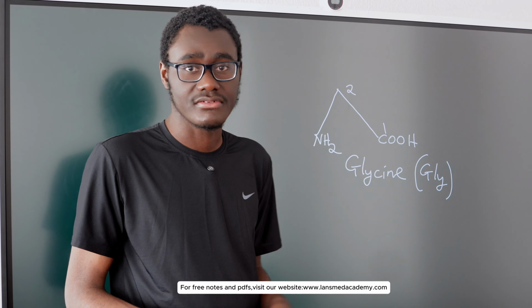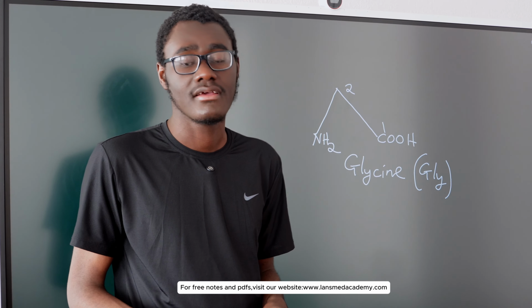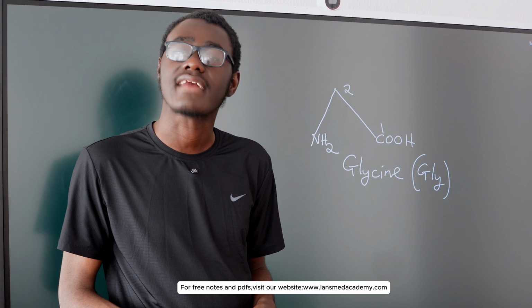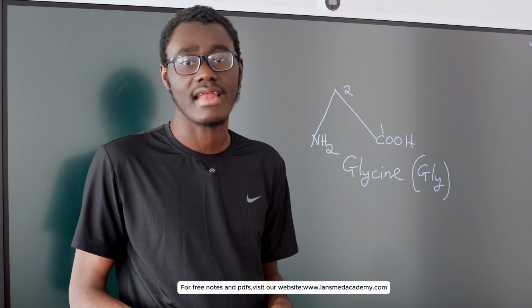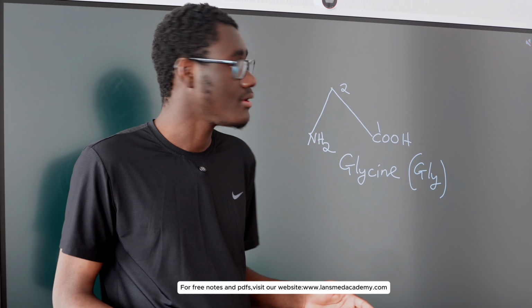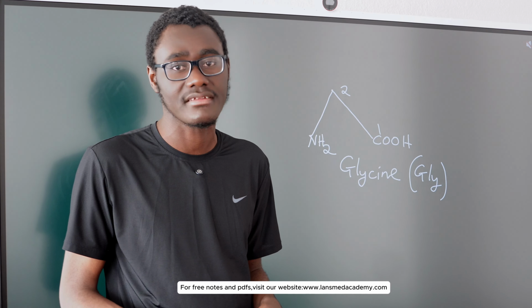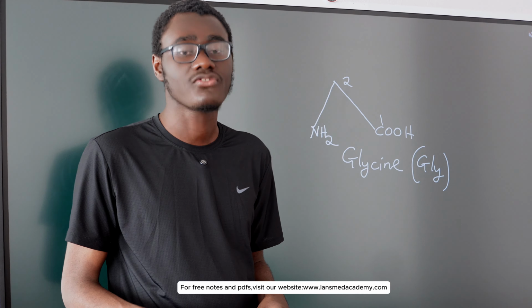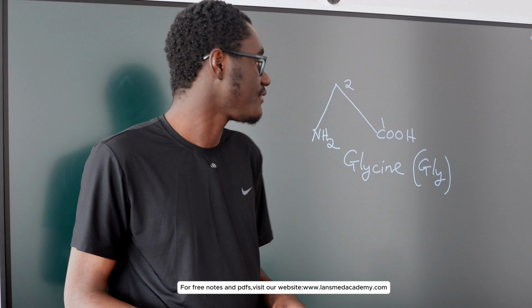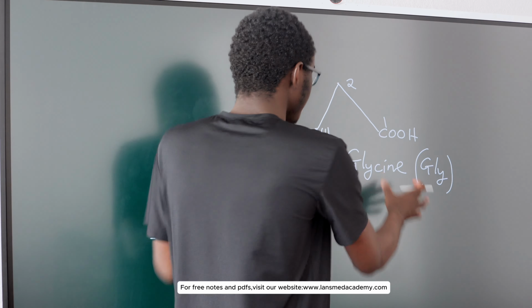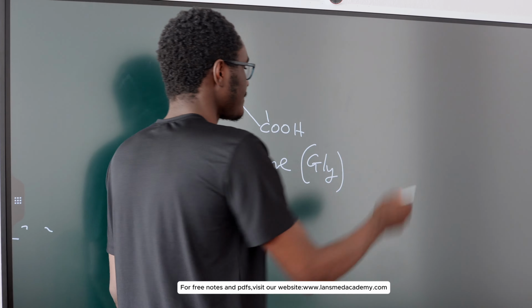Glycine is very important because it's also found in a very important compound known as glutathione. Glutathione is an antioxidant in the liver, which consists of glycine. It also has cysteine. It also has glutamate in the form of gamma. But we'll talk about them in details later. Next amino acid that we have on the list is alanine.